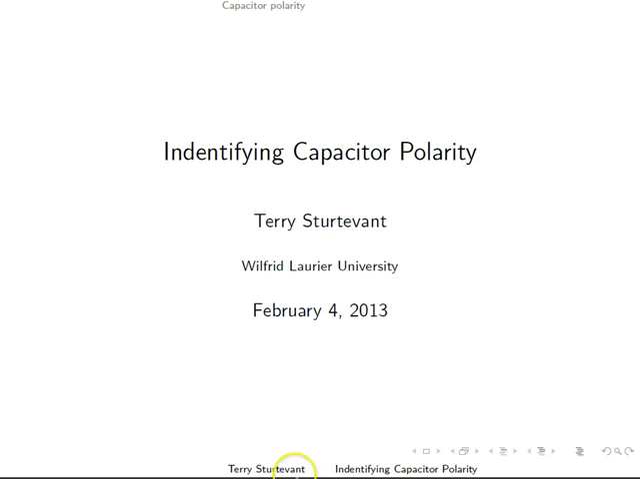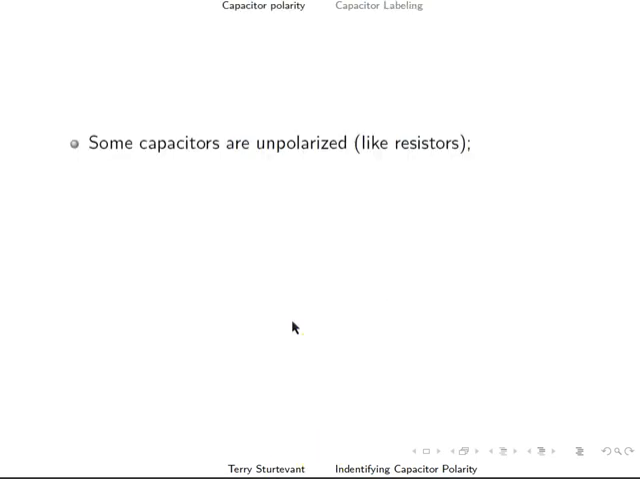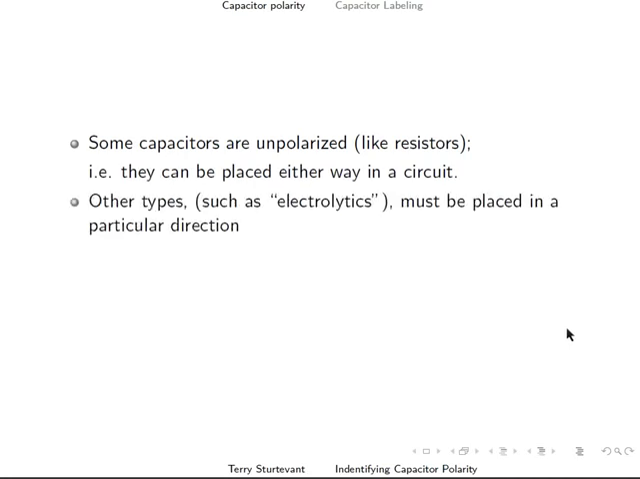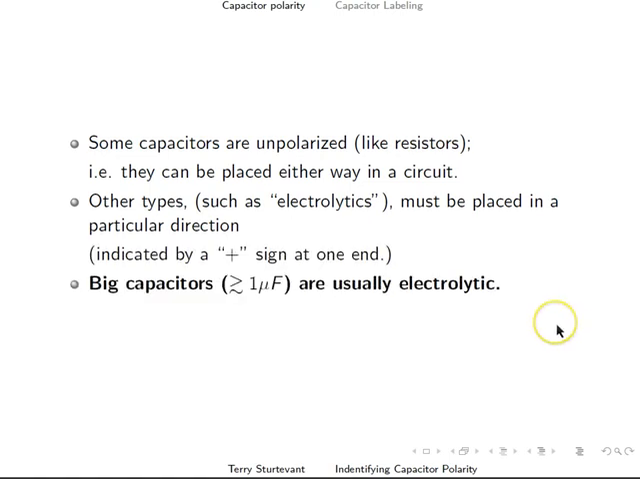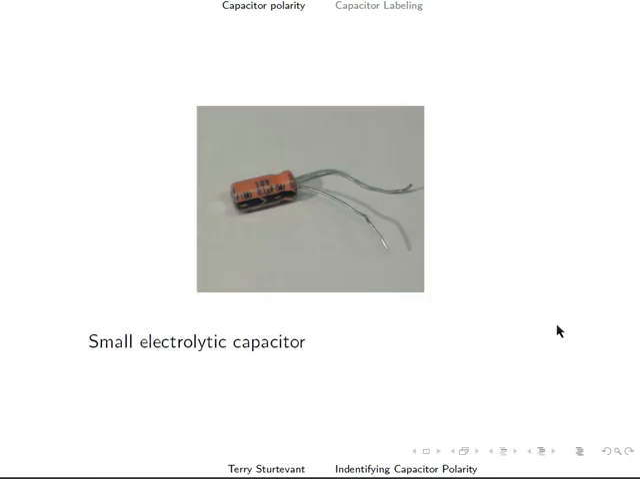This video is about identifying capacitor polarity. Some capacitors are unpolarized, like resistors, so it means they can be placed either way in a circuit. Other types, such as electrolytic capacitors, have to be placed in a particular direction in a circuit, and that's usually indicated by a plus sign at one end. Big capacitors, which means pretty much anything bigger than about a microfarad, are usually electrolytic.